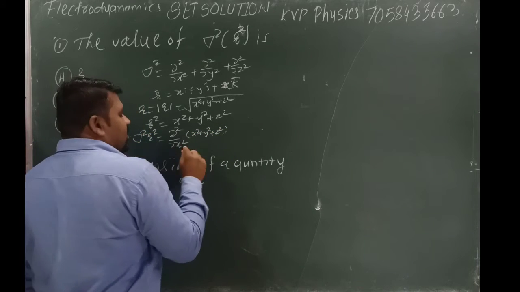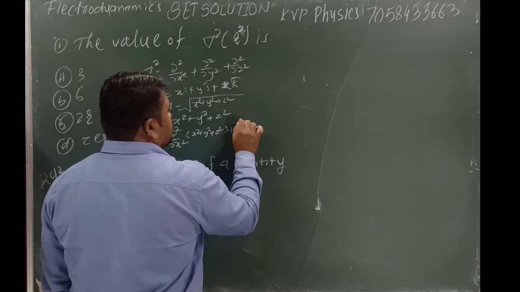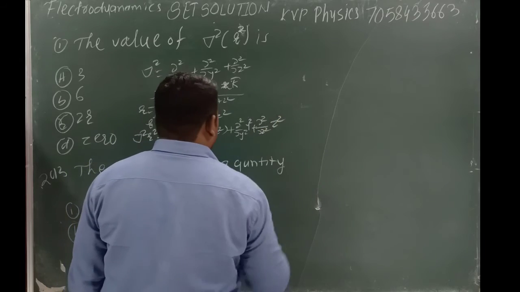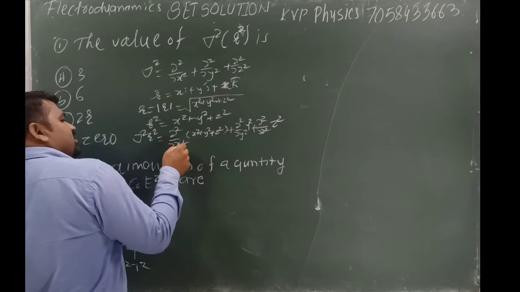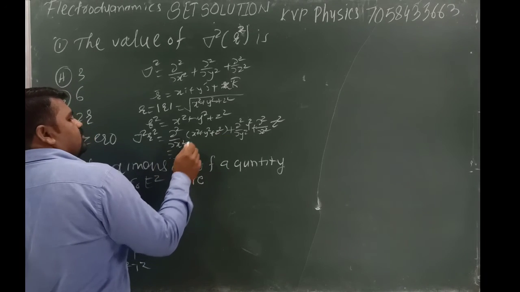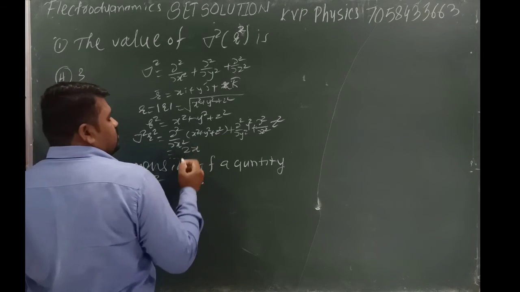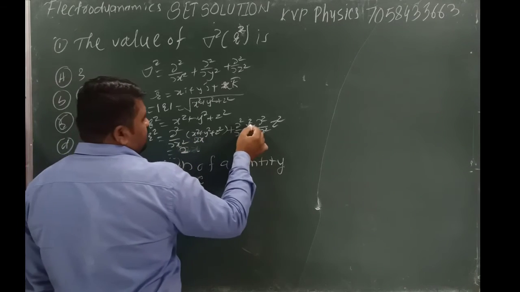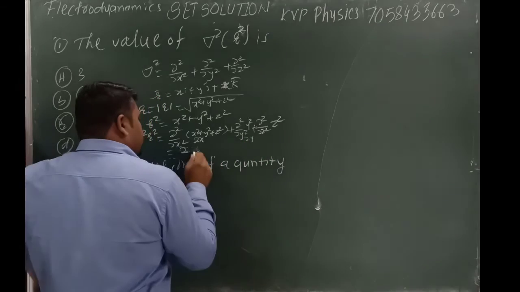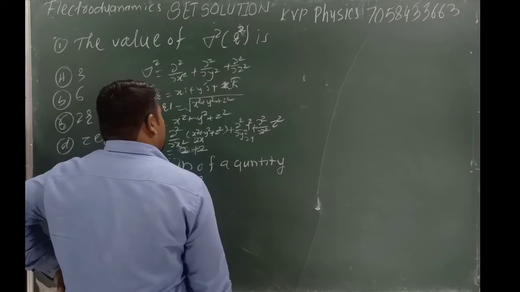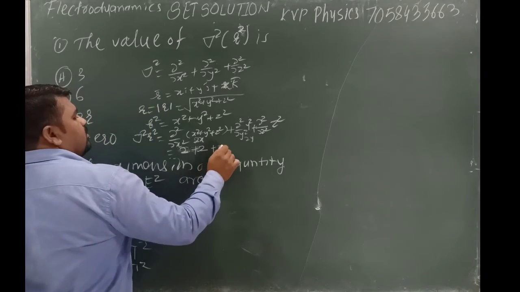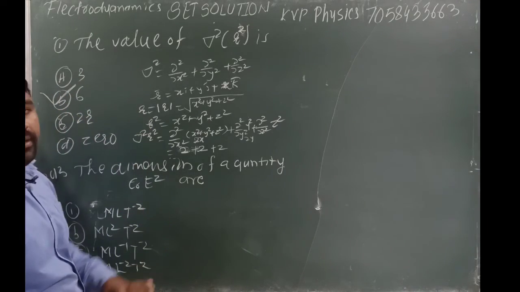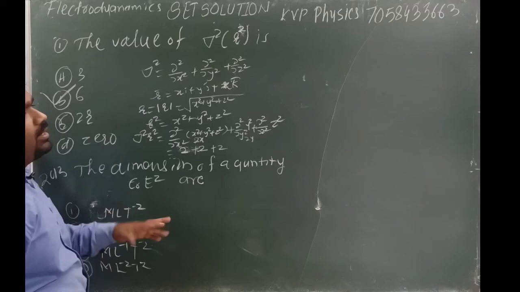Similarly, del square upon del y square of y square plus del square upon del z square. Here the derivative of y with respect to x is 0, and of z is 0. For x square, the first derivative is 2x, and the second derivative is 2. Y square gives 2y and then 2. Z square gives 2z and then 2. So 2 plus 2 plus 2 is 6. This is the value of del square r square. This question may be asked in NEET as well as other exams.